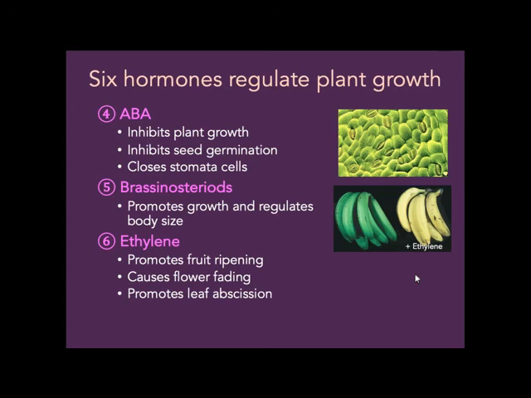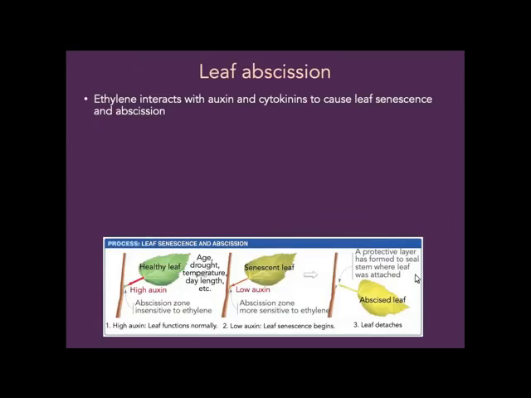So if anyone's ever told you, if you have apples or some kind of a fruit that's not ripe and you want them to ripen, put them in a bag with a banana. And that's because bananas produce lots of ethylene. Also, if you have a ripe banana and you don't want your underripe bananas to get ripe, don't put them together with ethylene. Ethylene causes flower fading and also promotes leaf abscission, which means leaves just unattaching themselves from the tree, basically.